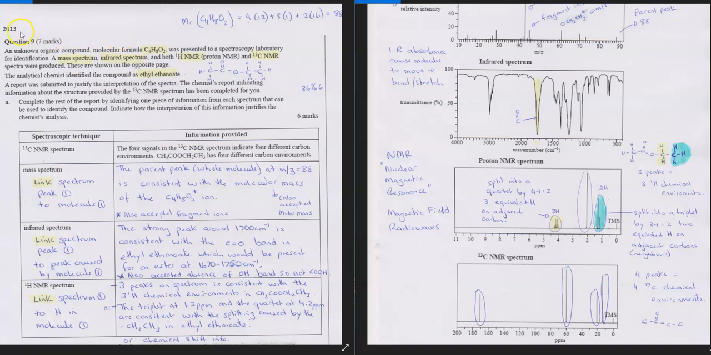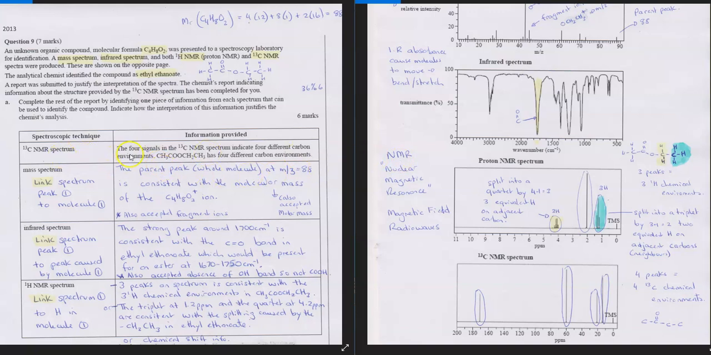Okay, it's a 2013 exam, question 9. An unknown organic compound with a molecular formula. So you don't need the mass spec information to work out what it is. You do need to know there are multiple isomers of this, and they've given you some different spectra, and they've said what they think it is. So you don't actually have to work out what the molecule is going to be. You just need to show a link between the molecule and the spectra.